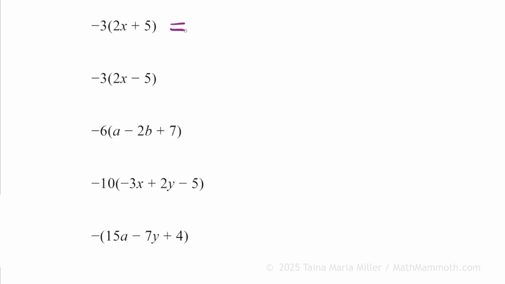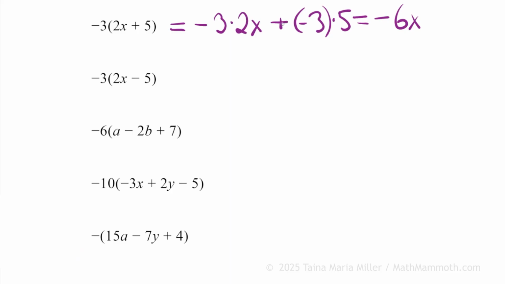Here in this first one, we need to take this -3 through the parentheses, multiply each term inside parentheses by it. So -3 times 2x. If I write it out in full, it is like this. Then plus -3 times 5. But this simplifies. We will get -6x and then plus -15, but I can write it as subtract 15 instead of add -15.